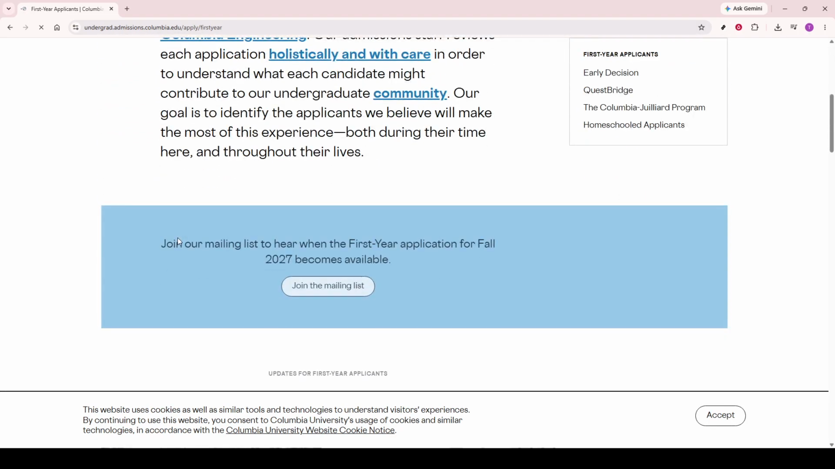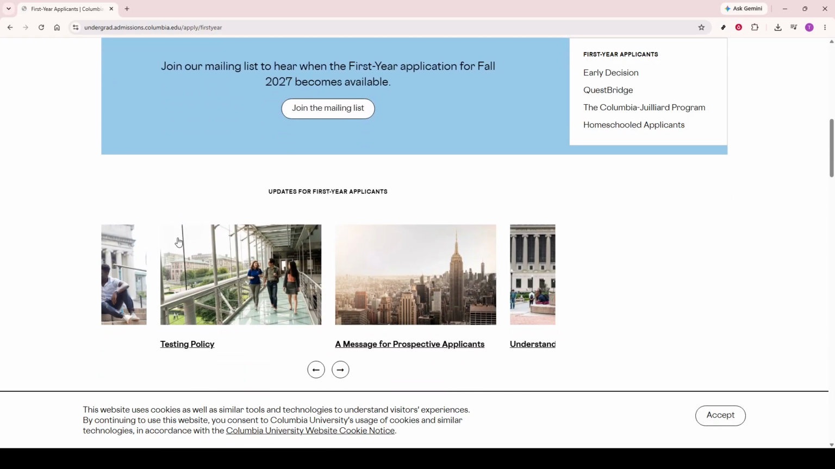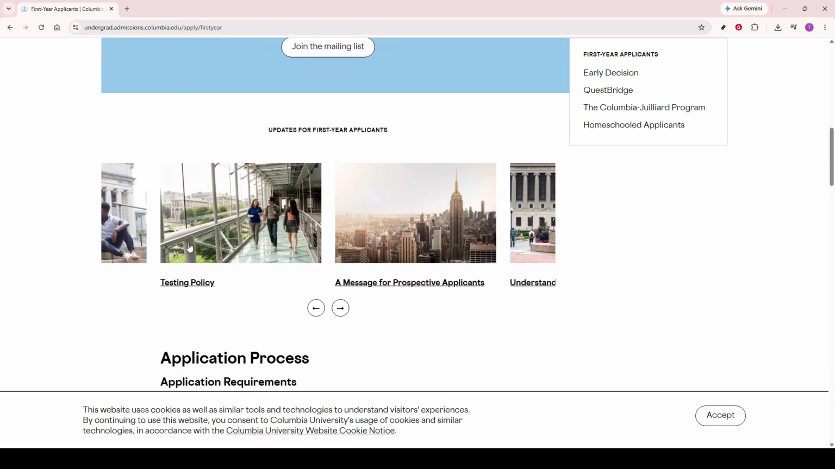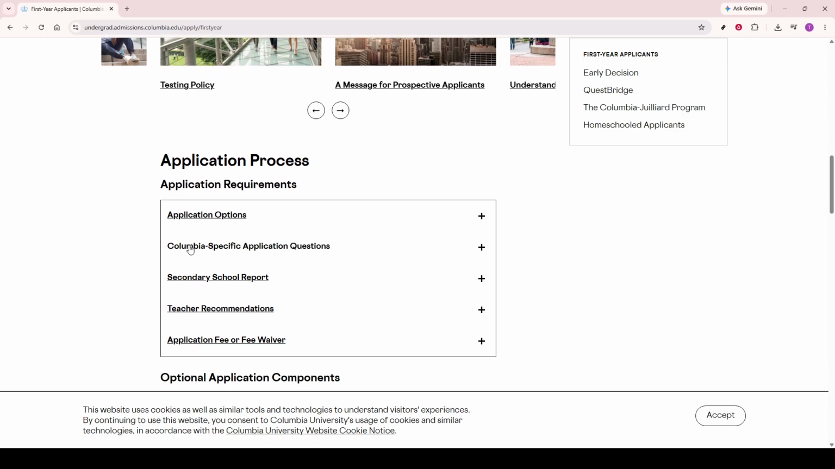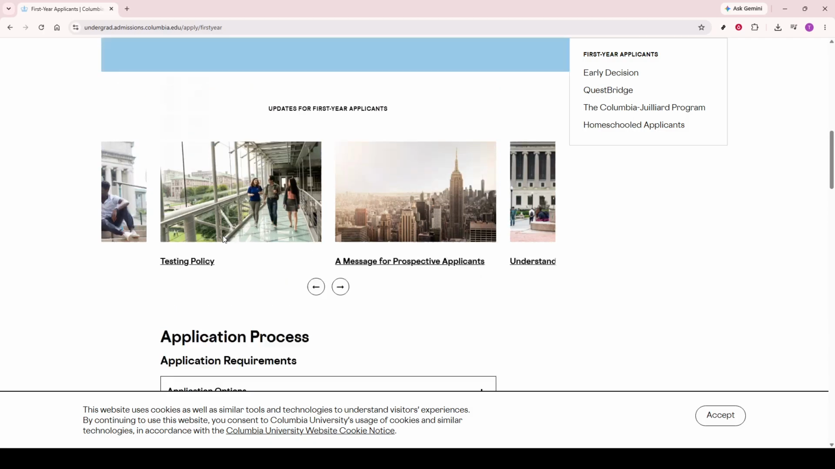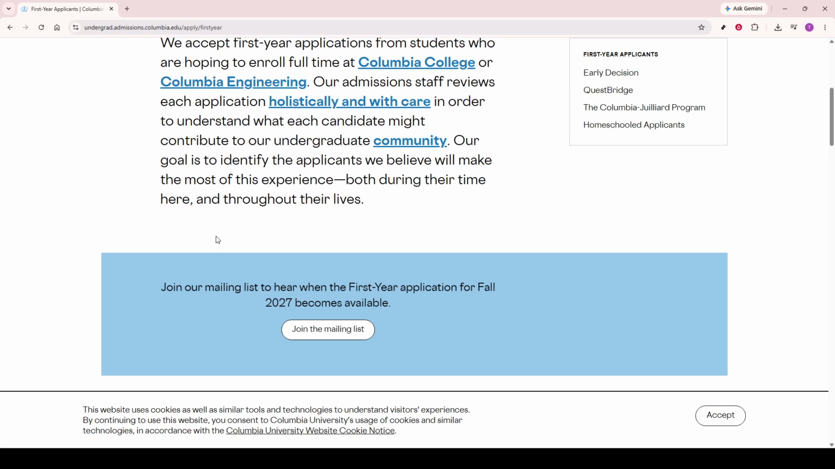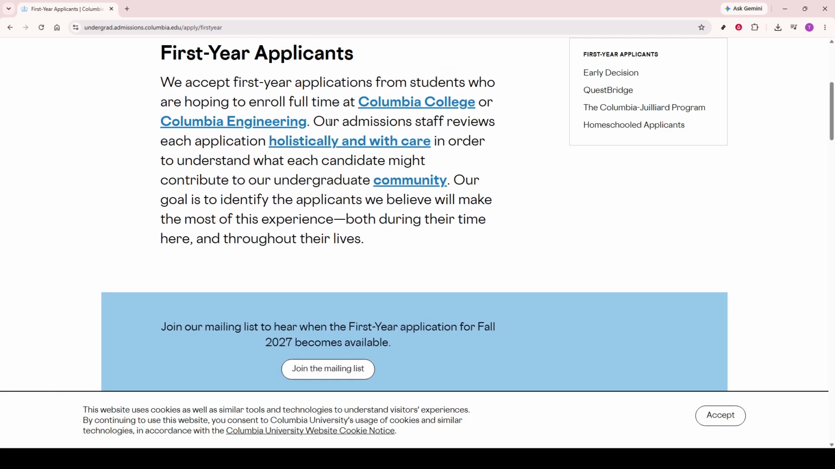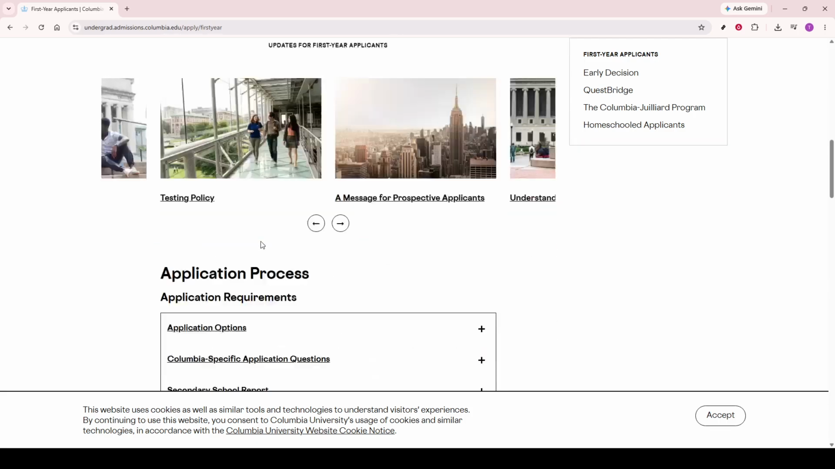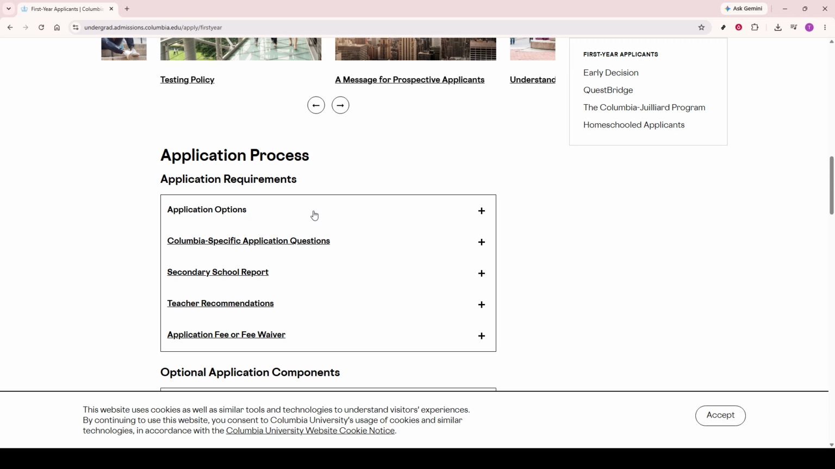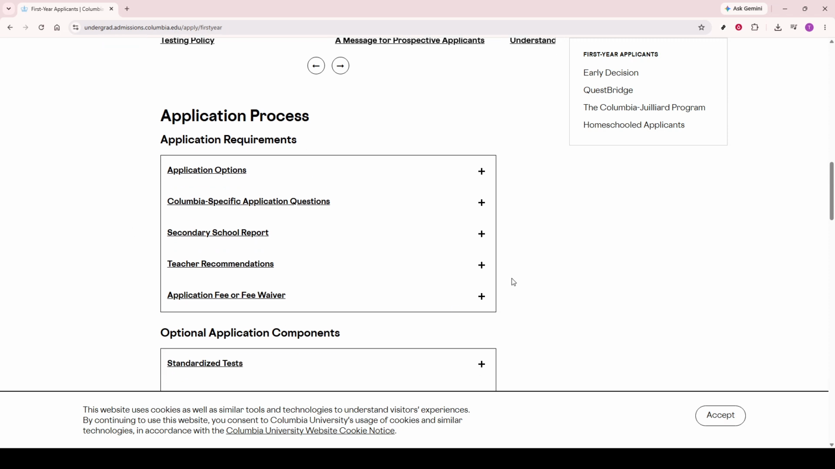Next, you'll need to choose which undergraduate school you're applying to. Columbia requires you to apply to either Columbia College or Columbia Engineering, and you cannot apply to both. This decision matters, so take a little time to understand which option best matches your academic interests and long-term goals. Make sure your choice is clear before moving forward because your application will be evaluated within that specific school.